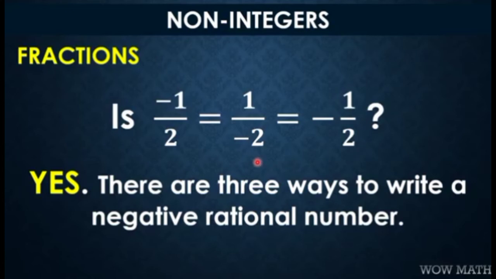So even if we put the negative sign on the numerator or even in the denominator or dito sa gitna, that is still equal. Alright, so pare-pareho lang yan. They are still equal because we have 3 ways in writing a negative rational number.